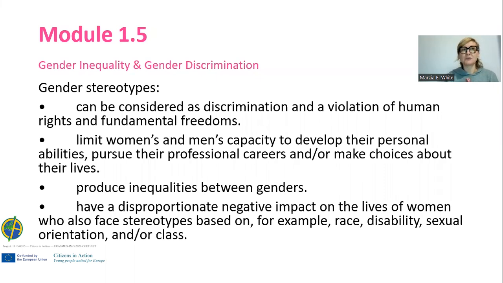So, at the end of this first module, we can say that gender stereotypes are a discrimination and a violation of human rights and fundamental freedoms. They limit women's and men's capacity to develop their personal abilities, pursue their professional careers, and make choices about their lives. And gender stereotypes produce inequalities between genders, and they have a disproportionate negative impact on the lives of women who also face stereotypes based on race, disability, sexual orientation, and/or class.